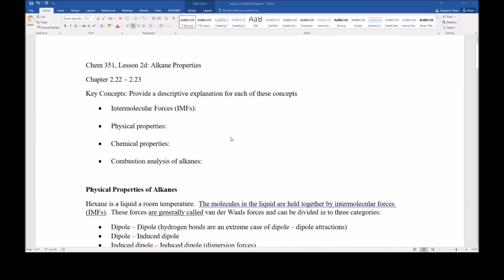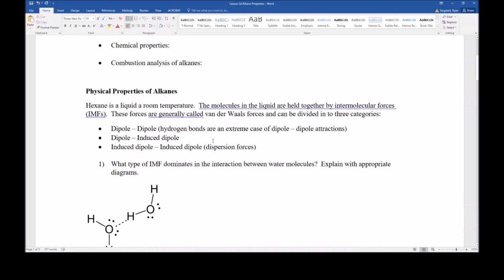Okay, so now we can get into the lesson. We've already answered a few of these questions. So first of all, intermolecular forces. We want to provide a descriptive explanation here. And these are the forces of attraction between different molecules. And we'll come back and look at physical properties and chemical properties in a second.